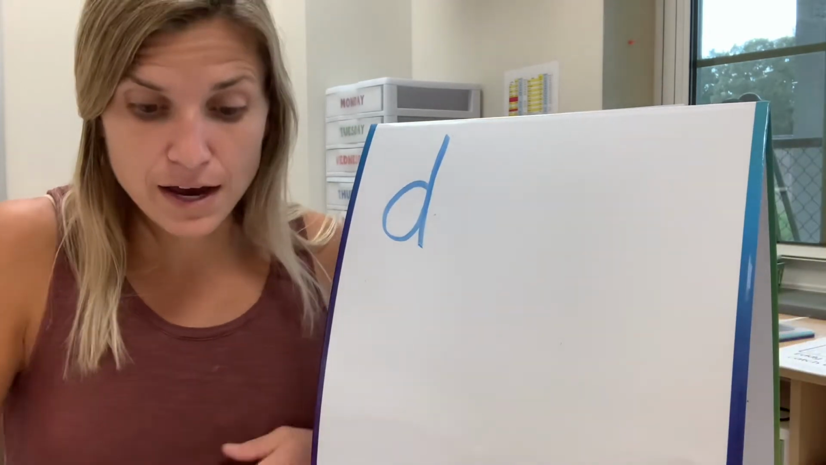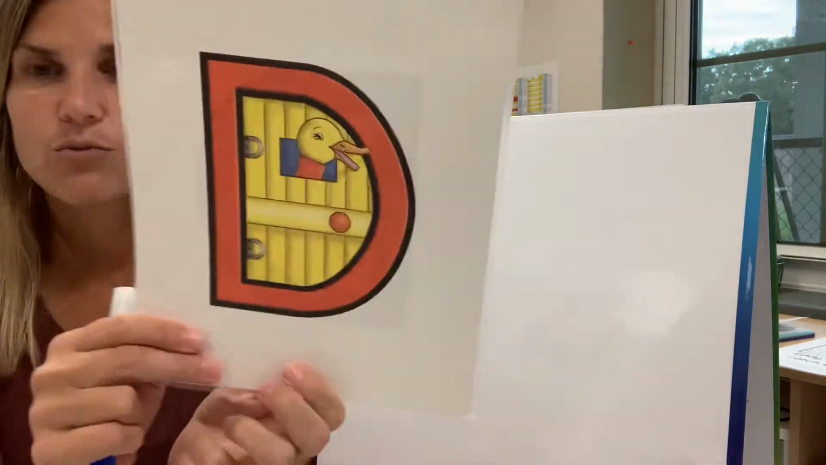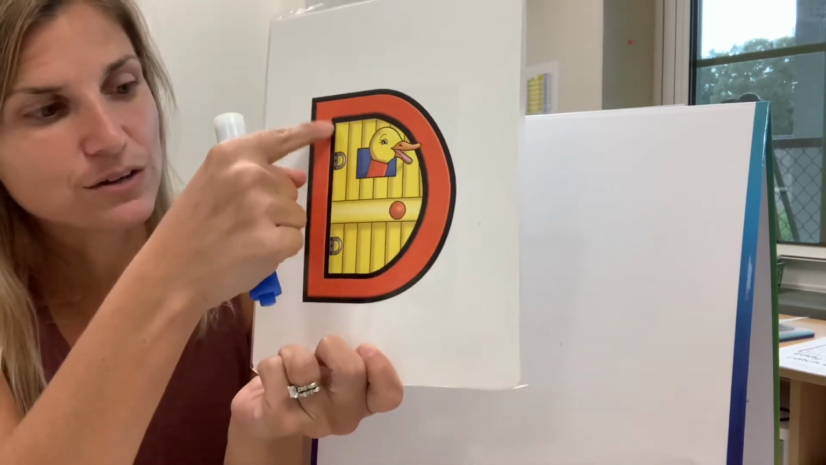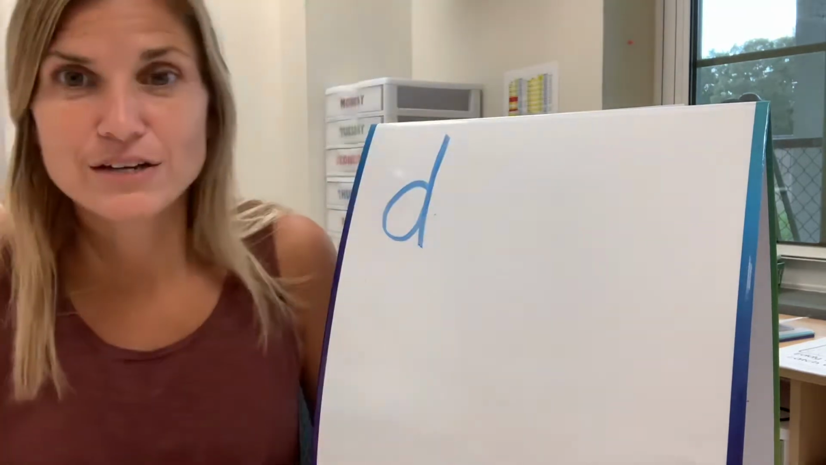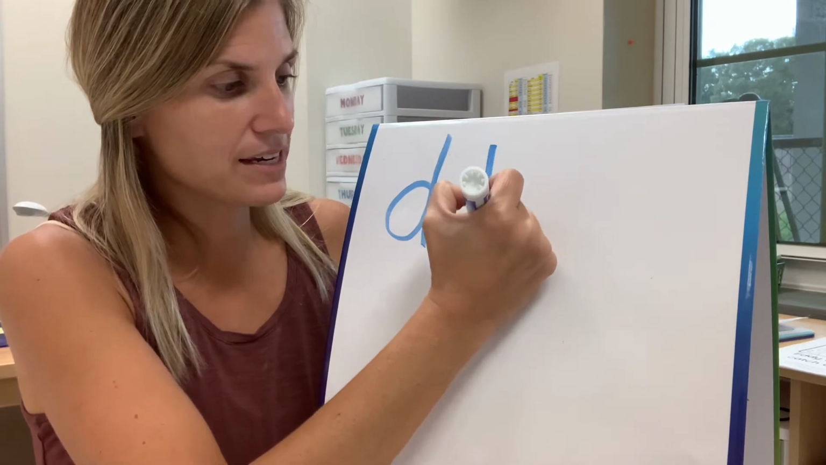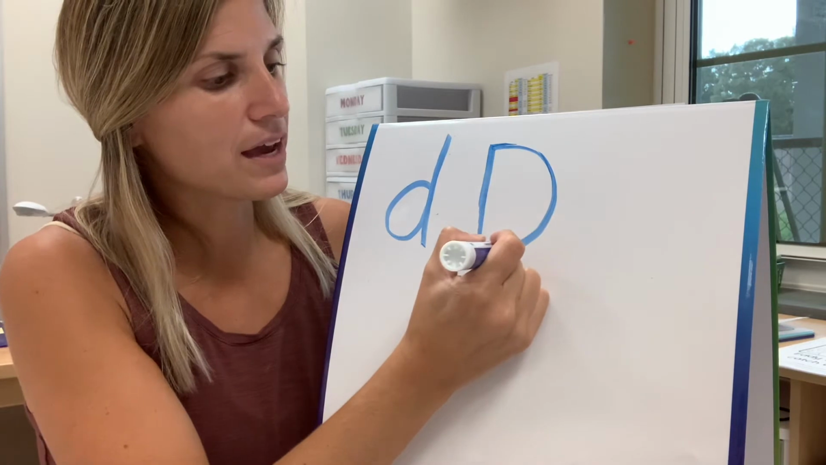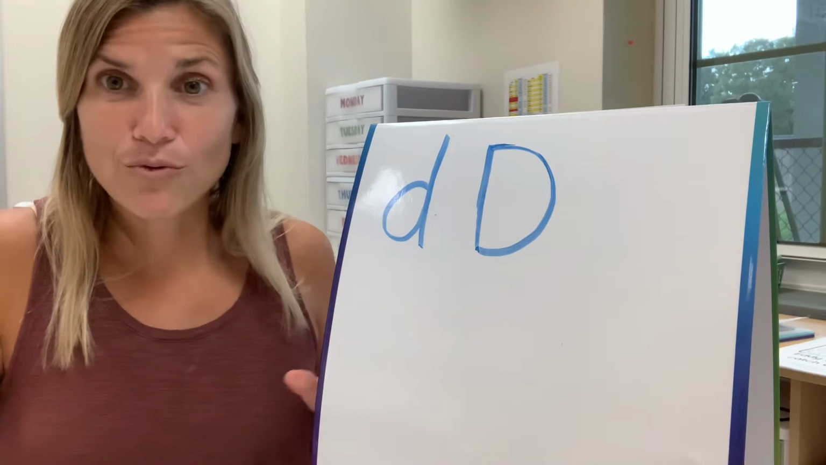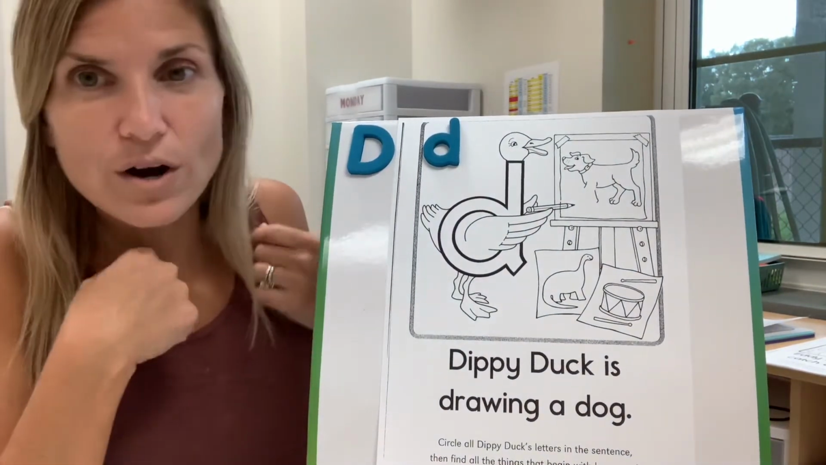Now to make the uppercase letter D, or that capital letter D, we're gonna go around the duck door. We actually are gonna pick up our pencil. We're gonna go straight line down, pick up our pencil, and then we're gonna curve around. So let's see how that looks. Are you ready? Straight line down, pick up my pencil, curve all the way around. Lowercase d, uppercase D.